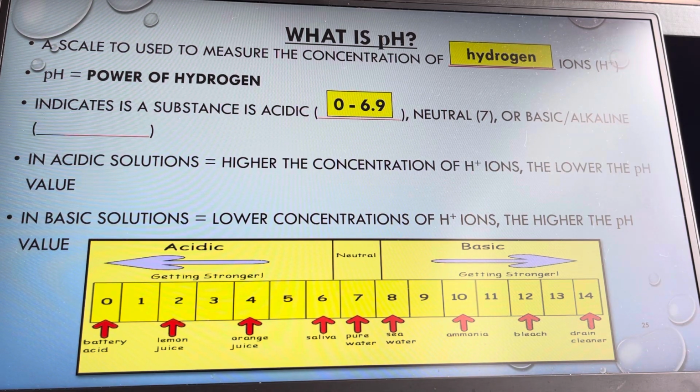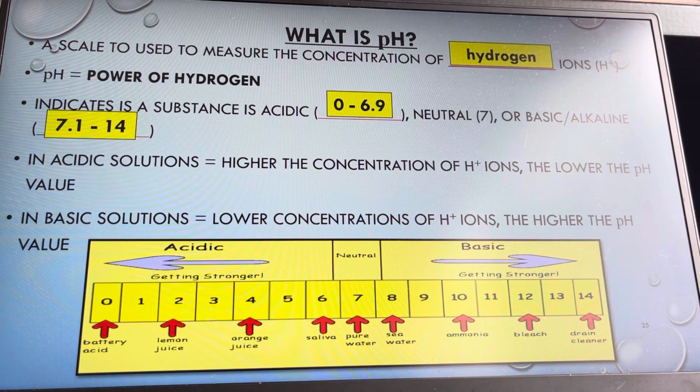And if something's acidic, it has a 0 to 6.9 measurement on the pH scale. Neutral is 7. So right in the middle, you can see on the chart on the screen, as well as the one in your notes, that water, pure water, is right in the middle. And then something that's considered basic has very little or no hydrogen ions, and that would be from 7.1 to 14 on the scale.